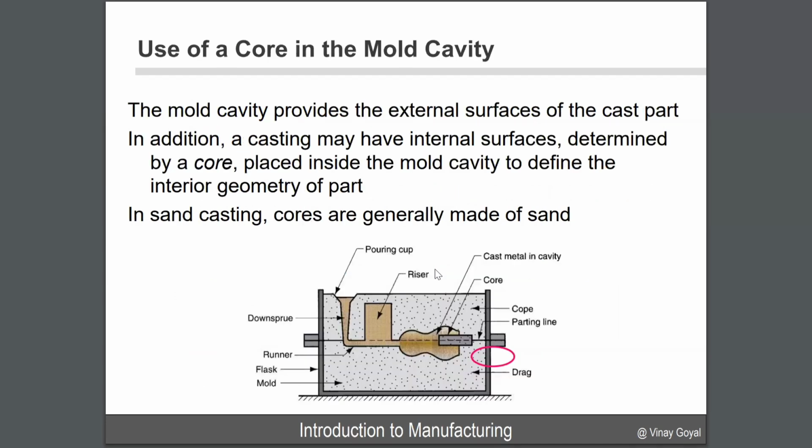Now, there are cases where you could use a core in the mold cavity. The mold cavity provides external surfaces of the cast part. But in addition, a casting may have internal surfaces. So if you want to have internal surfaces, you can use a core like this one here. This is the core right here, the gray here. And it's placed inside the mold cavity to define the interior geometry. So that's why that core is used. Now, the core can generally be made of sand too.